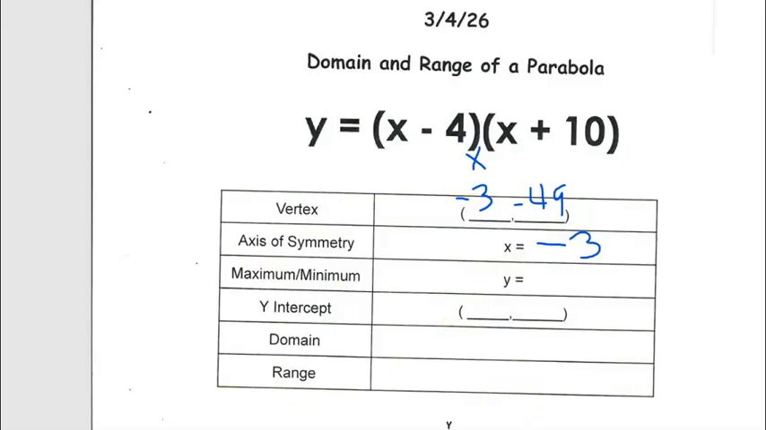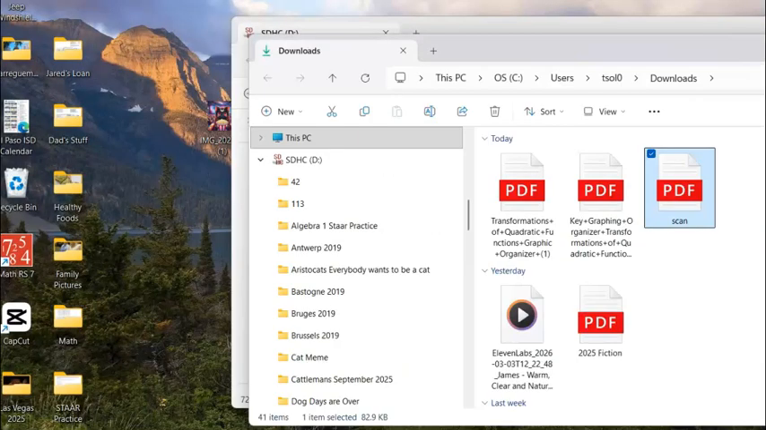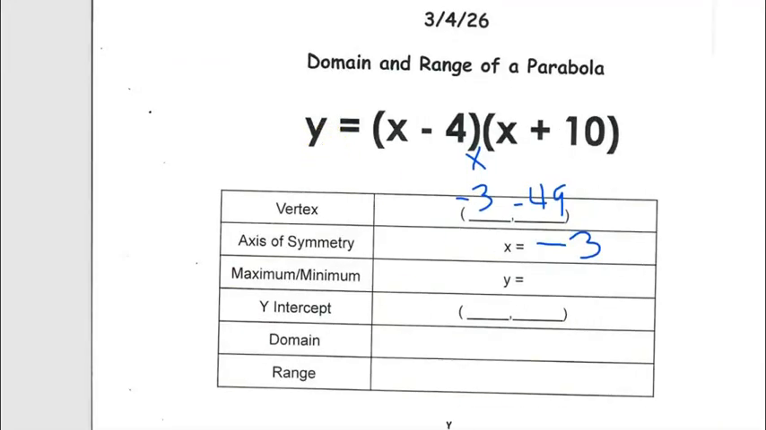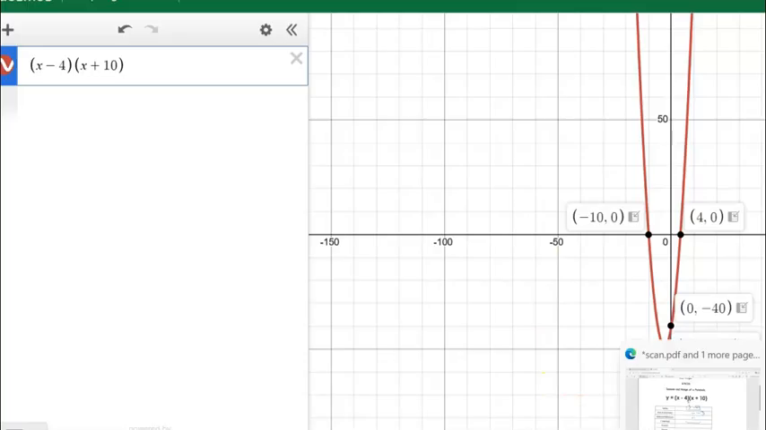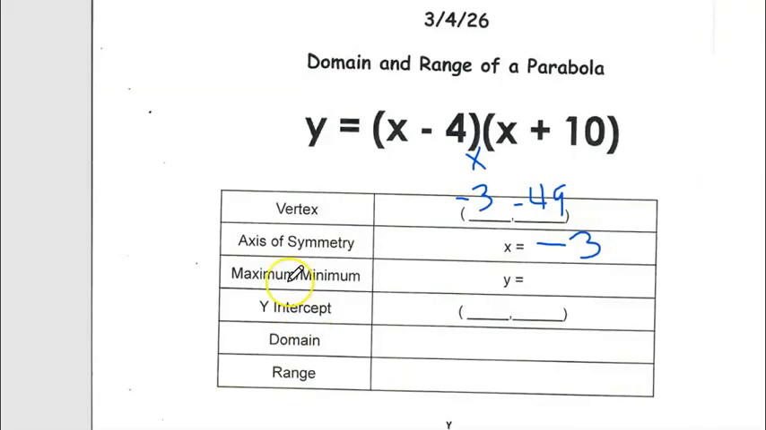Now we have to decide if this is a minimum or a maximum graph. Let's go here. Now remember, the minimum graph goes in a U. Okay? Maximum graph goes in like an N. So this is a minimum. Circle that. And the minimum is the y of the vertex. Oh, minimum. Shoot.